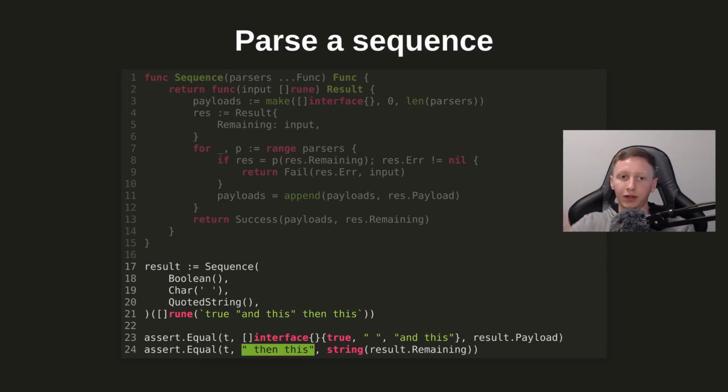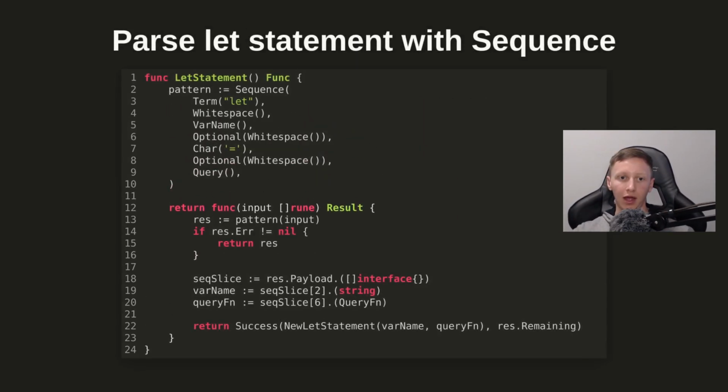So the sequence will parse just like any other parser. It'll parse as much as it wants to, and then it gives you back what's left afterwards. And this is a let statement parser. So now we've moved quite far up the stack. This is what it would look like to define the parser for a specific let something equal a query statement.